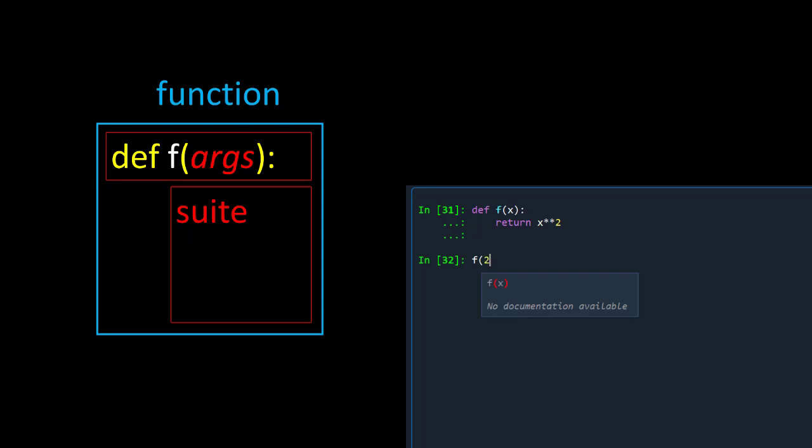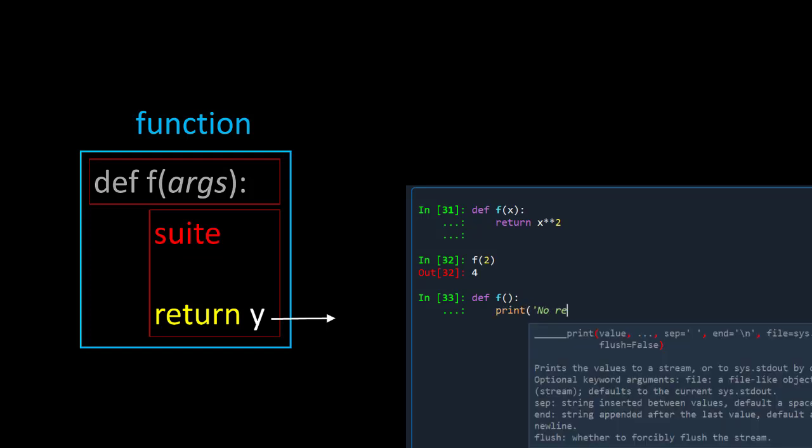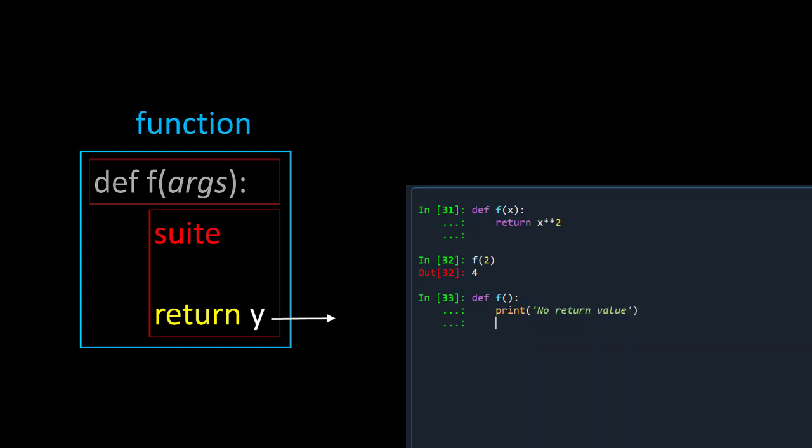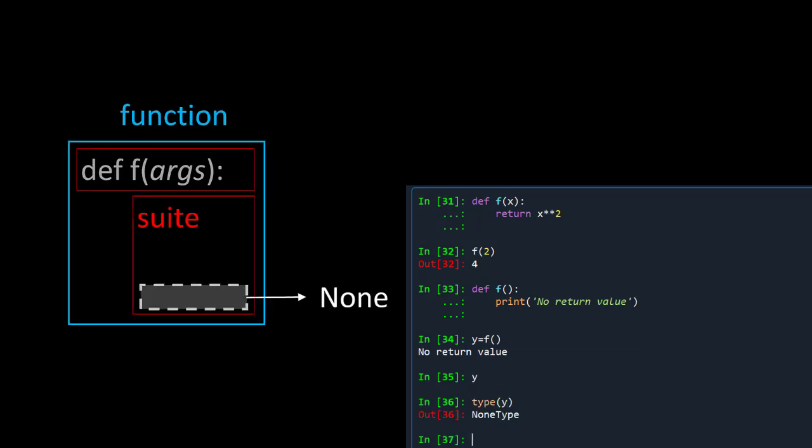The suite is where the function executes a task and can return a value with a return statement. A function always returns a value even without a return statement. If there is no return statement, it returns the value None.